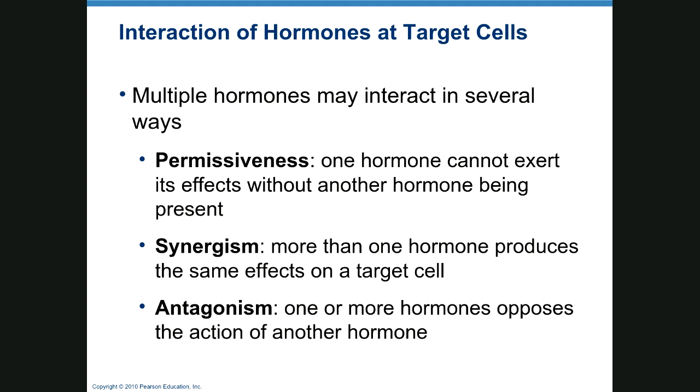Interaction of hormones: multiple hormones can act on the same cells at the same time. Permissiveness: one hormone cannot work without the other one being present. Synergism: hormones produce the same effect on target cells, so you get a bigger effect. Antagonism: they oppose the action of each other. For example, insulin and glucagon. Insulin lowers blood sugar, glucagon raises blood sugar.